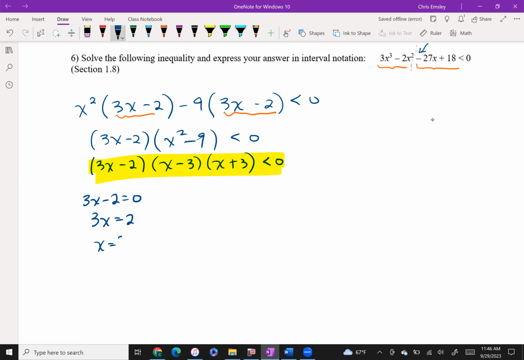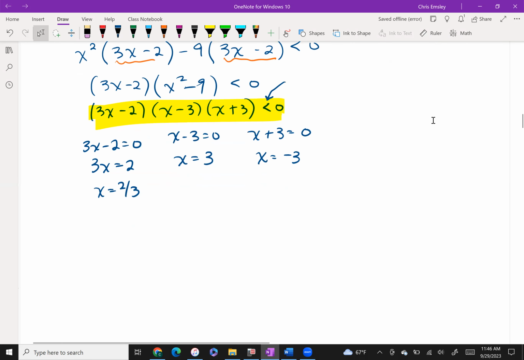Here we get x is 2/3. Here we get an x is positive 3. And here we get an x is negative 3. Notice what I did not do is take this sign and just transfer it to each one of these. That is not how we solve these. These are the points where our polynomial could be changing signs. These are our boundary points.